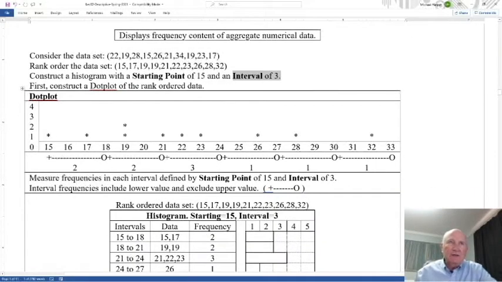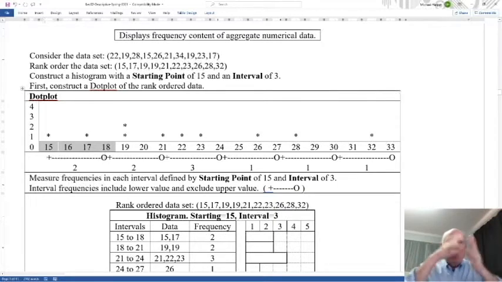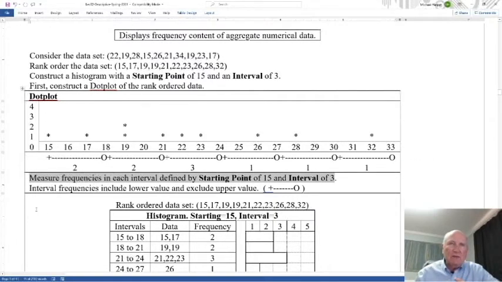So 15, you have 1, 2, 3. 15 is one end, 18 is the other end of that interval. When you start counting, you count the measured frequencies in each interval defined by the starting point and the interval. The interval frequencies include the lower value, exclude the upper value, and that's what that plus and 0 mean. In other words, our interval is 15, 16, 17, 18. We count 15, but we do not count 18. So the frequency is 2.